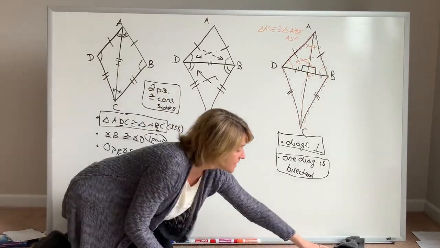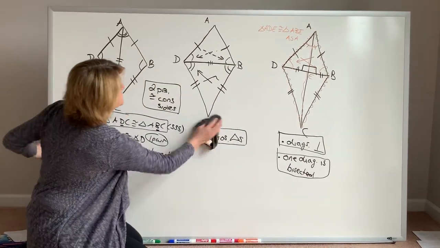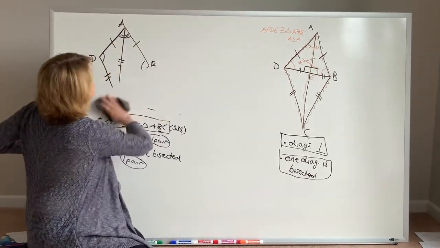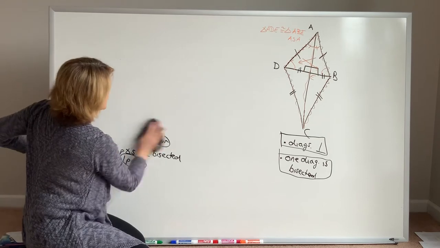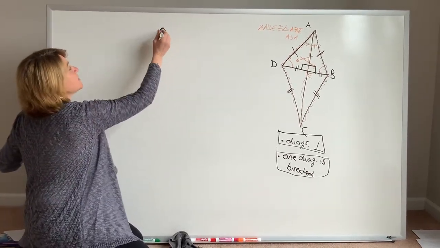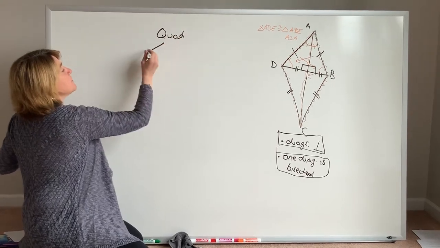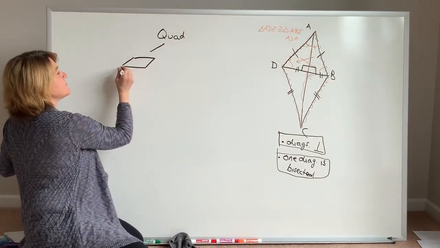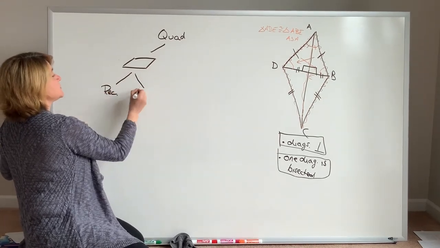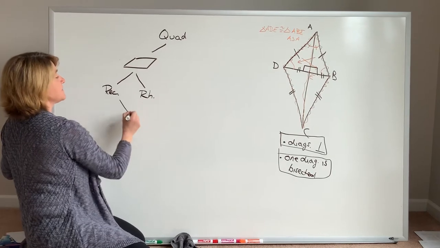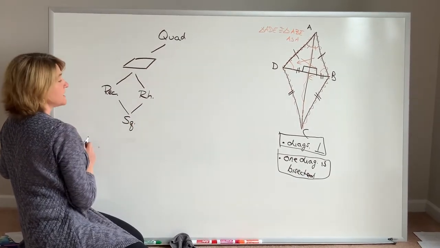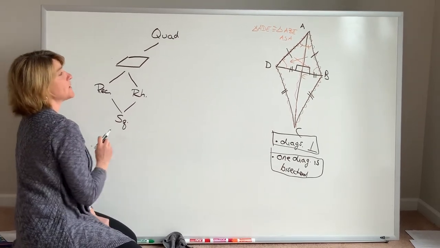Now, when we put all of our quadrilaterals together, it makes pretty much a quadrilateral family tree. And there's three different main branches of quadrilaterals. So we start with our general quadrilateral. From there, we have our parallelogram family. The parallelogram family splits into rectangles and rhombi. And then when we bring the rectangle and rhombus together, all of those shared characteristics are a square.